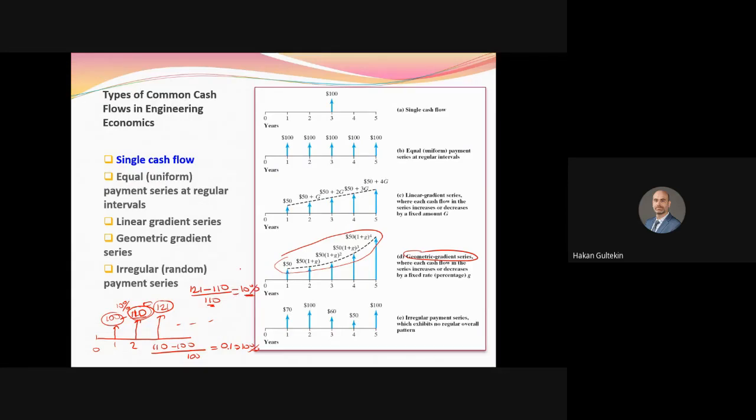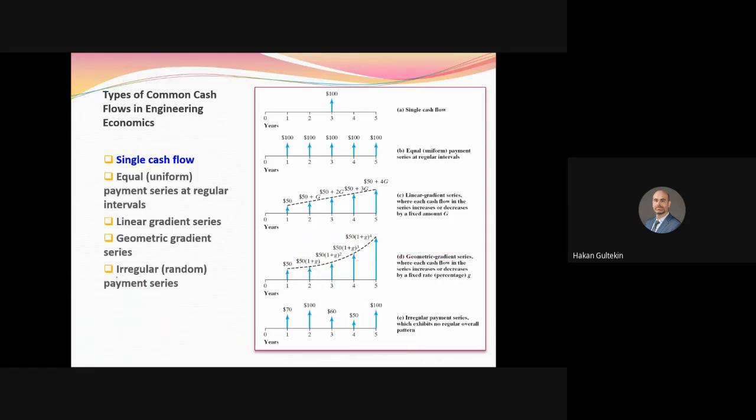And if this is the case, it's called a geometric gradient series. And this rate of increase, in some cases, we can represent it with small g, or sometimes we can represent it with letter F. So don't be confused. This F or G is just the percentage of increase at each period. Okay, and this is also another common way of payment series.